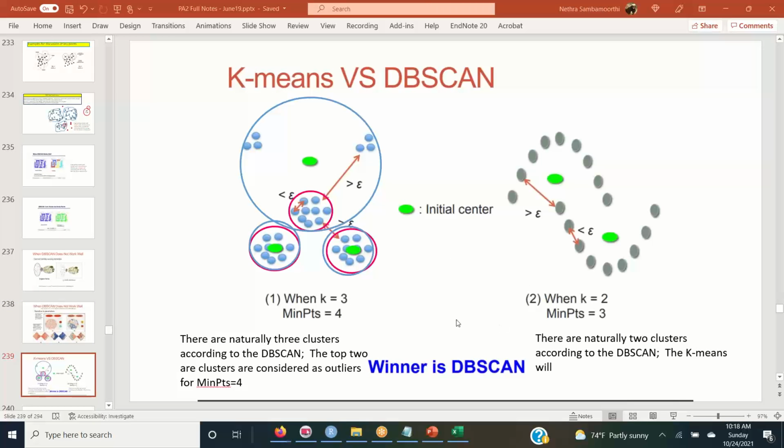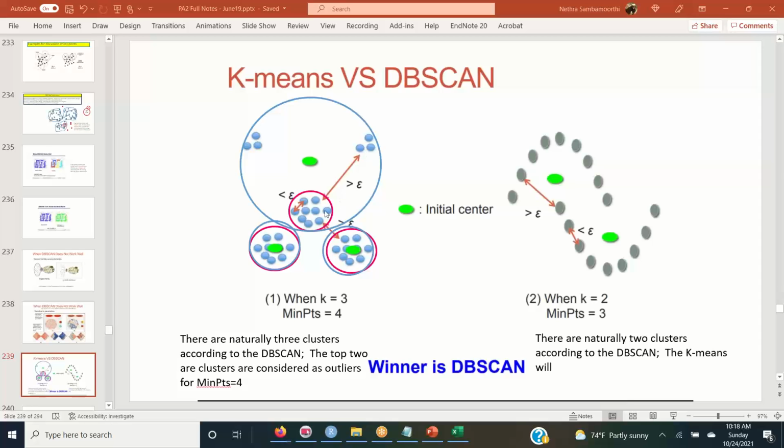K-means versus DBScan, a little bit of notes here. For K-means, when K is equal to 3, you want to identify only 3 clusters, okay? And minimum points is 4.